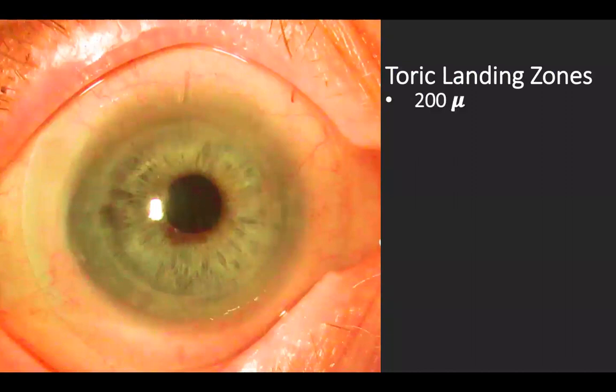For toric landing zones, on average, we need approximately 200 microns.